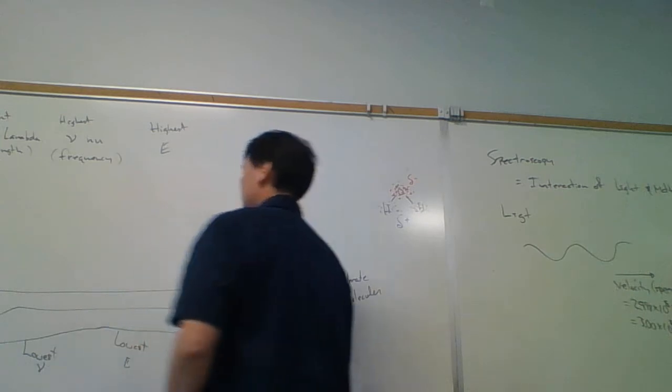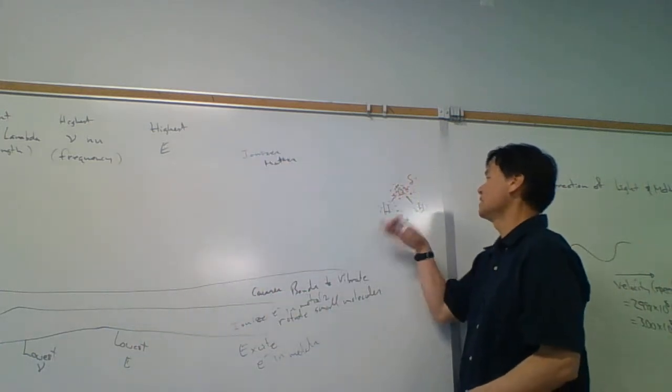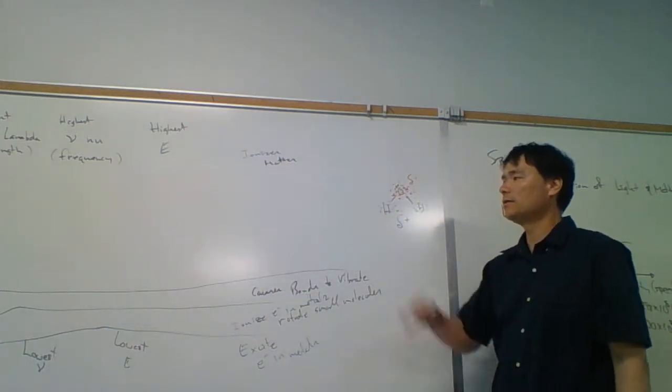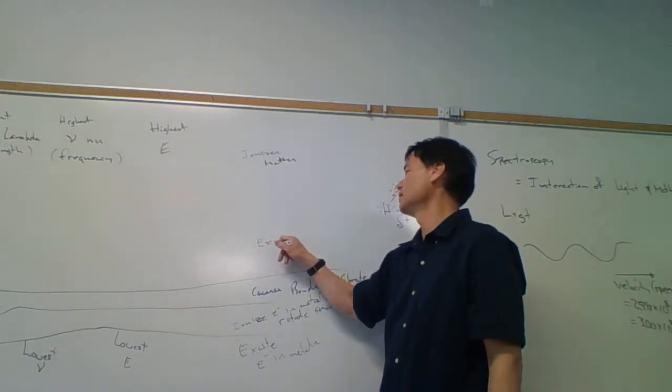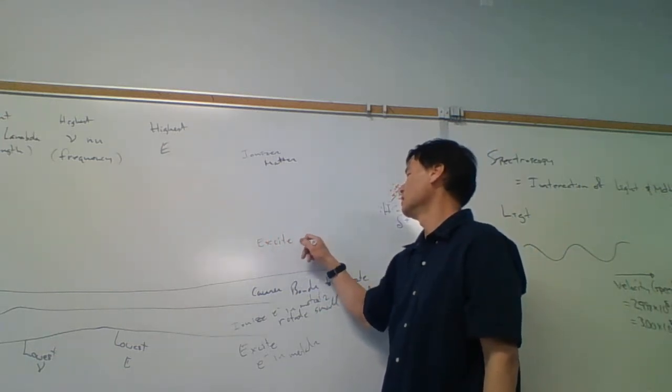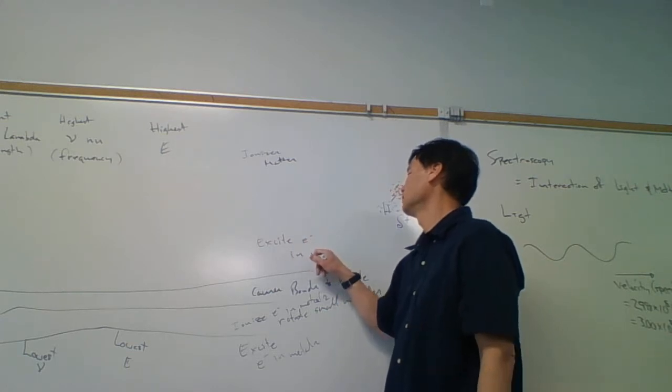What visible light does, visible light actually excites the electrons in the atoms themselves. It will excite electrons in matter. And so visible light excites electrons in matter.